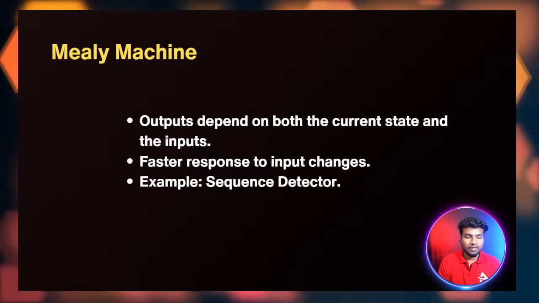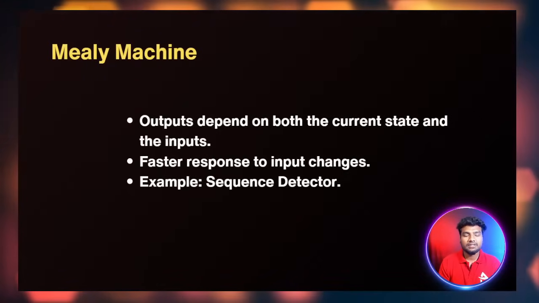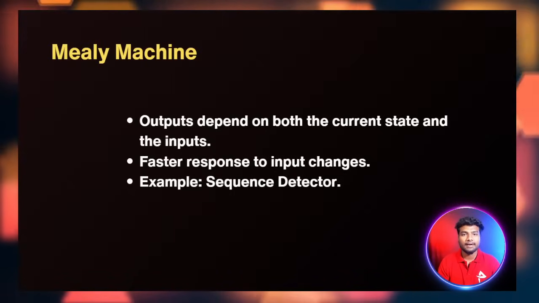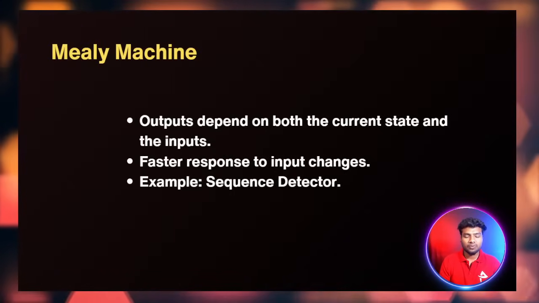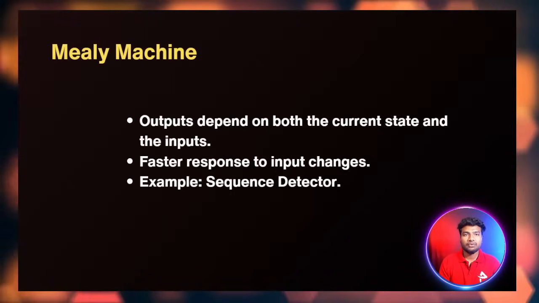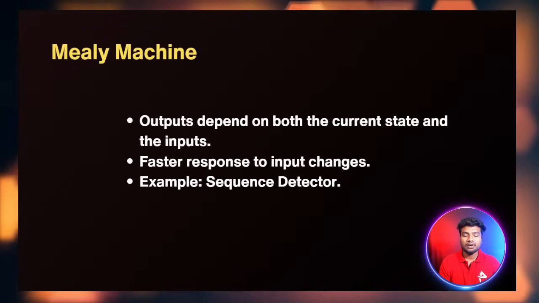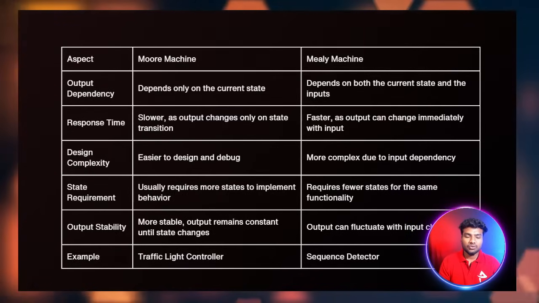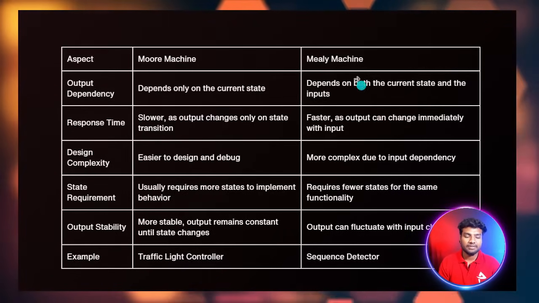Okay. And then the Mealy machine. A Mealy machine is nothing but the output depends on the current state and also the current input. So it gives a faster response to input changes, and it is helpful for a sequence detector. I will tell you what a sequence detector is. So this is the basic difference between the FSMs.